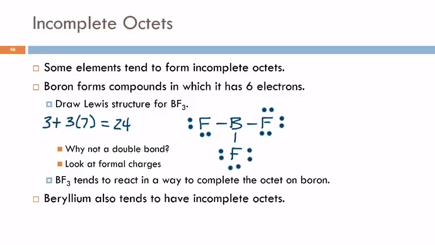If we make a double bond, these fluorines are still 0, but now what's the charge on this fluorine, the formal charge? 7 minus 2, 4, 6. So this now has a +1 formal charge, and the boron ends up with a -1, because it had 3 and now it's got 4. So formal charges tell us, no, the first way was correct, with boron only having 6 electrons. It violates the octet rule.